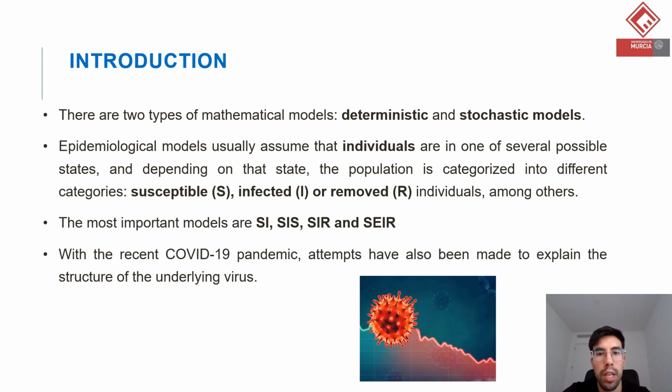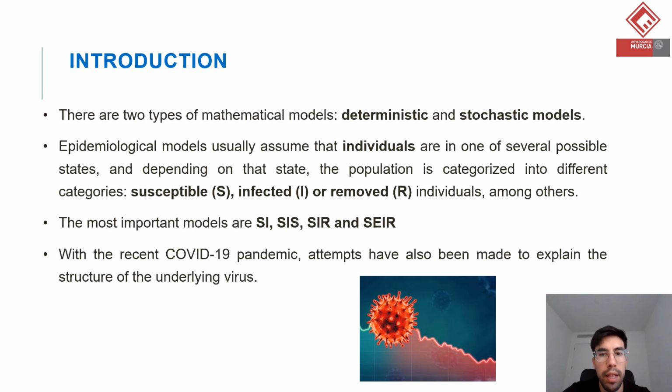Epidemiological models usually assume that individuals are in one of several possible states, and depending on that state, the population is categorized into different categories: susceptible, infected, or removed individuals, among others. The most important models are SI, SIS, SIR, and SEIR, which can be represented by a deterministic or stochastic model.